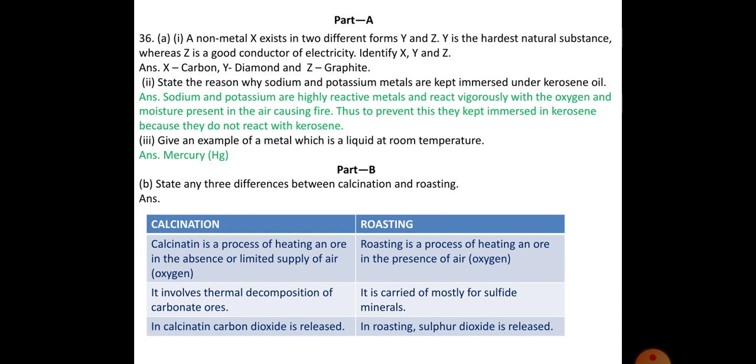State any three differences between calcination and roasting. Calcination is a process of heating an ore in the absence or limited supply of air, that is oxygen. But roasting is a process of heating ore in the presence of air, or we can say oxygen. Calcination involves thermal decomposition of carbonate ores, but roasting is carried out mostly on sulfide minerals. In calcination, carbon dioxide is released, but in roasting, sulfur dioxide is released.